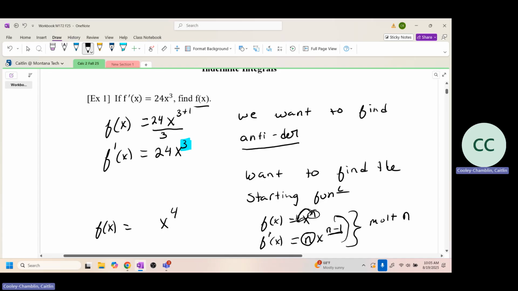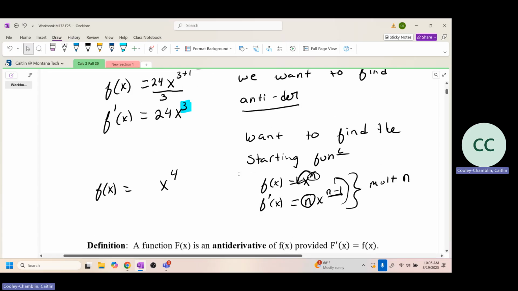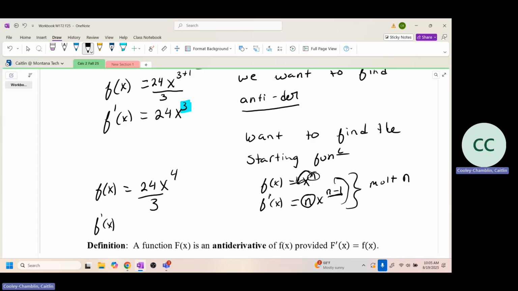So don't write this down. Don't write this down right here. This is the wrong answer, and we'll see why. 24 divided by 3 is 8. So I'm just going to leave it as 24 over 3. Let's say that was our final answer. Again, don't write this down. If I were to take the derivative, this is how we would check it. We'd bring this down and we'd have 4 times 24 x cubed divided by 3. Hey, those don't cancel. That's not right.